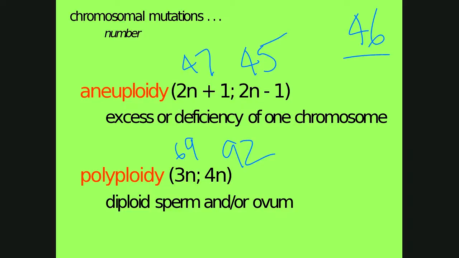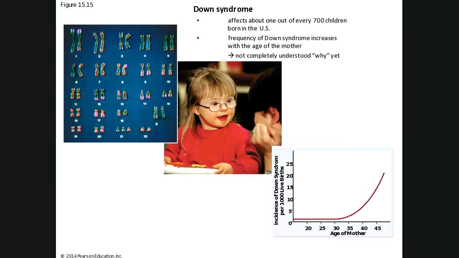One of the aneuploidies that you might be familiar with, that you might have heard about, is called Down syndrome. Down syndrome affects about 1 out of every 700 children. That little girl in the picture there is exhibiting what we would call the phenotype for Down syndrome. And Down syndrome has another name. It's called trisomy 21, which literally means three number 21 chromosomes. That's how you get Down syndrome.